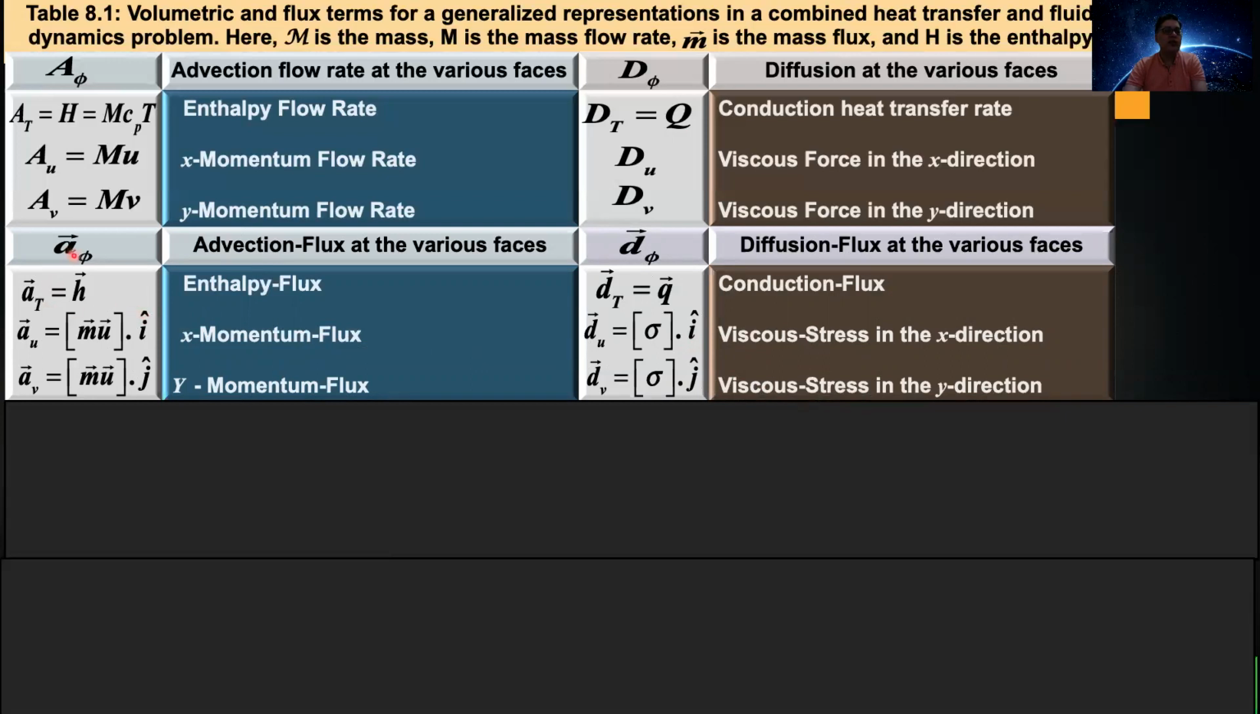Here, the general advection flux is represented by the symbol small a vector phi, where if this phi is T, it corresponds to enthalpy flux. If it is U, it corresponds to x momentum flux. If it is V, it corresponds to y momentum flux. This M vector, U vector, is again a second order tensor, the momentum flux. Here again, when you take a dot product with I, it gives you the x momentum flux, and the dot product with J gives you the y momentum flux. The x momentum flux and the viscous stress in the x direction are used for x momentum conservation, and the y momentum flux and the viscous stress in the y direction are used for y momentum conservation.